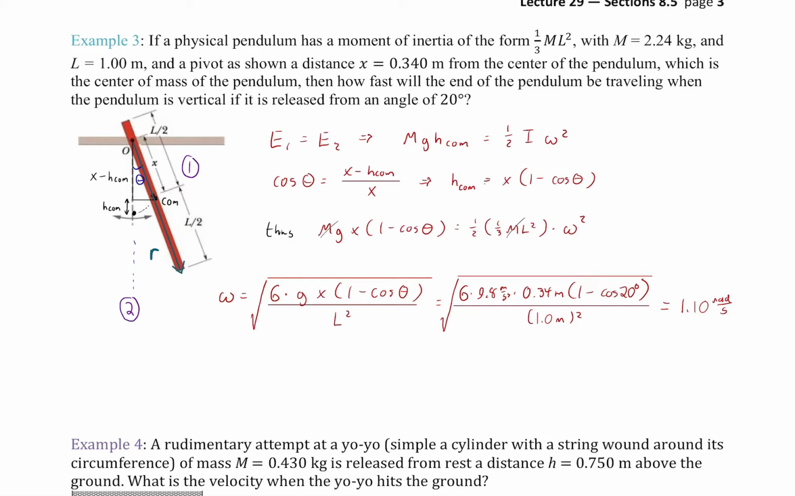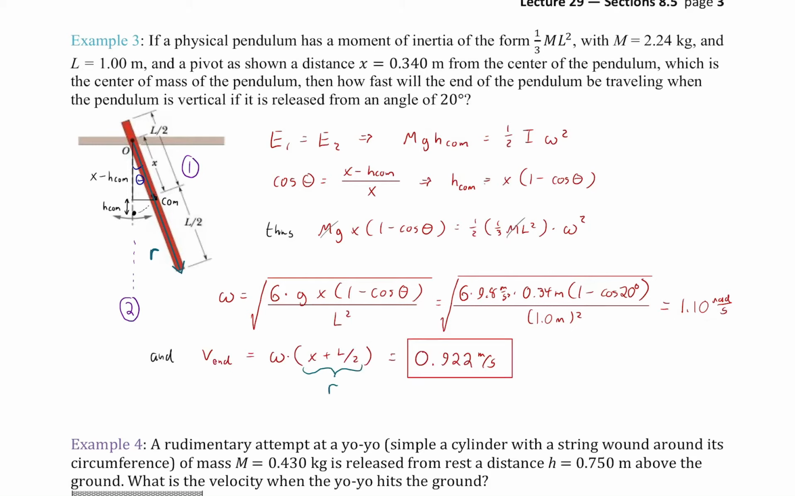Notice I didn't replace omega with v over r. I just found the angular velocity. And the reason is because we were asked for the translational velocity of the tip of the pendulum, this point right here. Well, it makes sense in that case to find the angular velocity of the pendulum as a whole, and then just relate that to a particular point, the tip in this case. So there is the angular velocity of the pendulum as a whole, 1.1 radians per second.